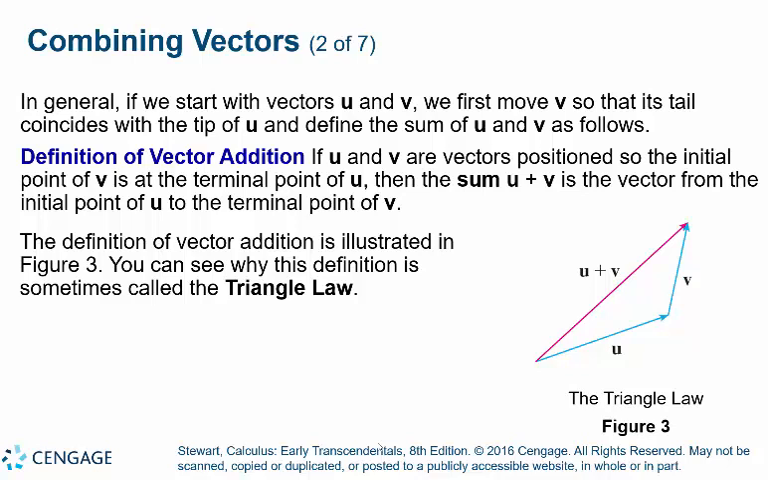If U and V are vectors positioned so that the initial point of V is the terminal point of U, then the sum U plus V is the vector from the initial point of U to the terminal point of V. So when you take a vector, and where it ends the next one immediately picks up, this new pink vector is the vector addition of the two. The definition of vector addition is illustrated in this figure, and you can see why this definition is sometimes called the triangle law, because your resulting picture looks like a triangle.